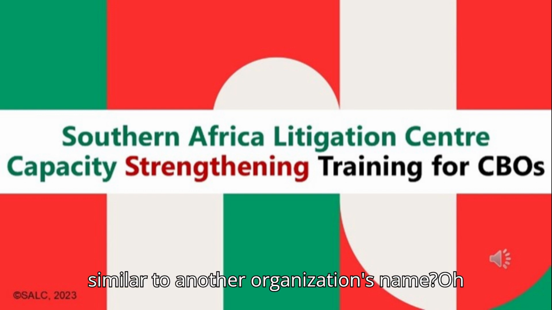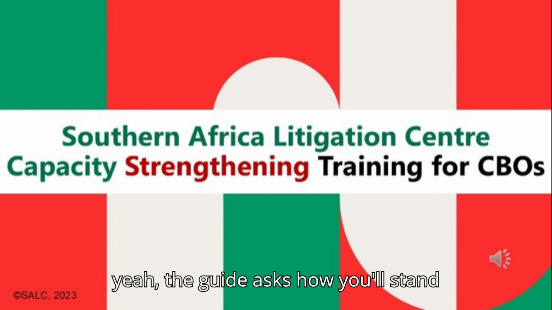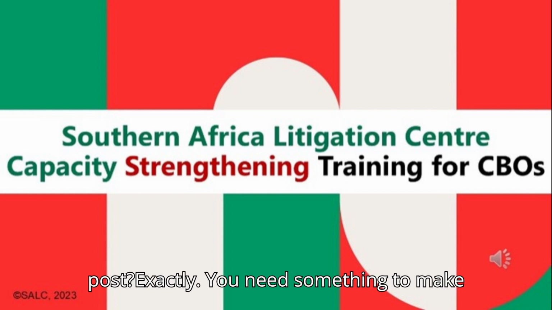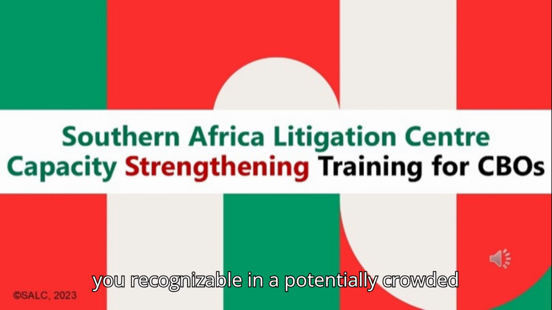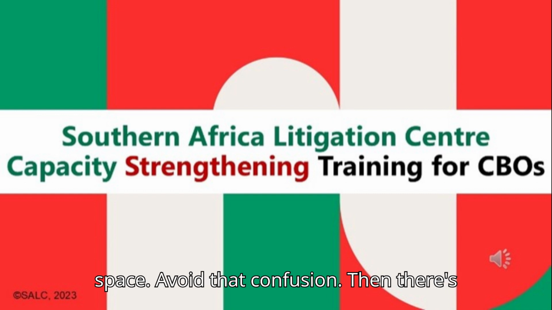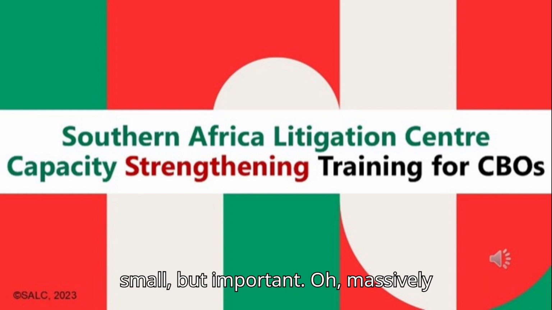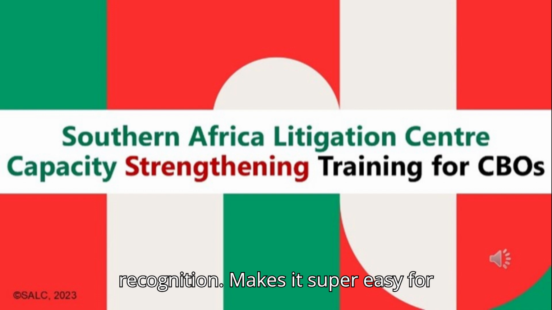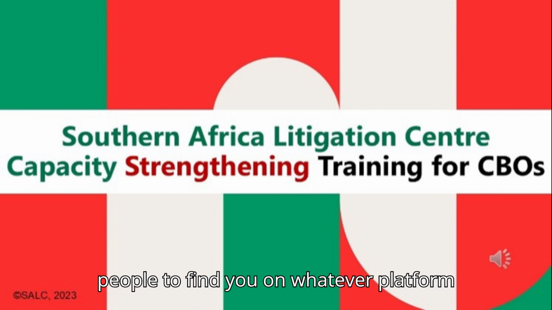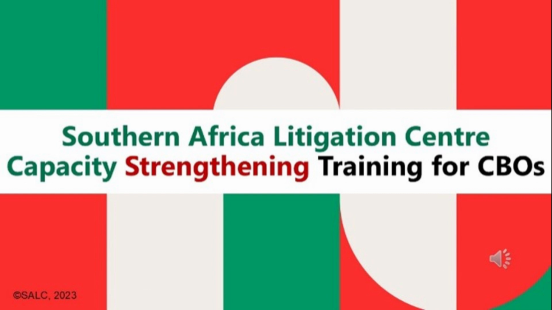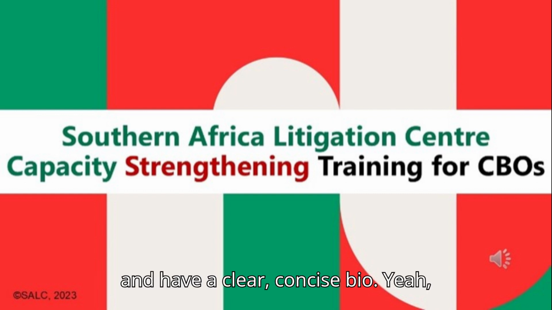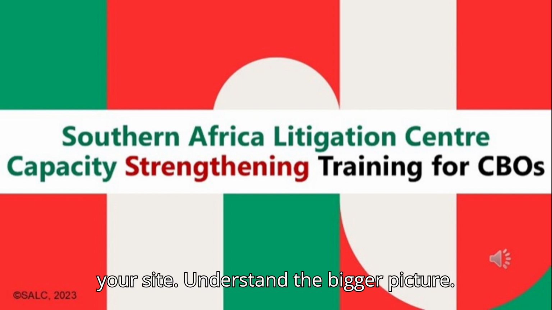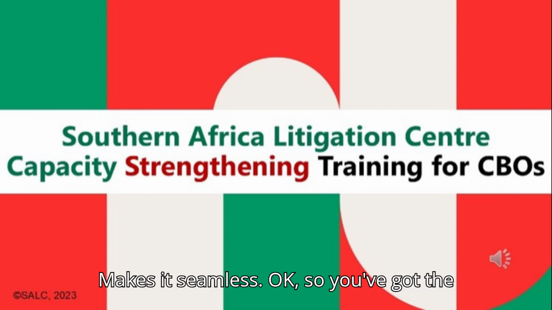What if it's super similar to another organization's name? Yeah, the guide asks how you'll stand out then. Differentiation is key. Is it your logo, your bio, the kind of stuff you post? Exactly. You need something to make you recognizable in a potentially crowded space. Avoid that confusion. Then there's using the same handle everywhere. Seems small, but important. Oh, massively important. Consistency builds that brand recognition. Makes it super easy for people to find you on whatever platform they prefer. And the last checklist point: link everything back to your main website and have a clear, concise bio. Yeah, create that web. Someone finds you on Twitter, they can easily click through to your site, understand the bigger picture, makes it seamless.